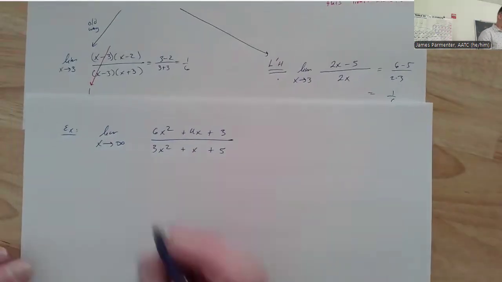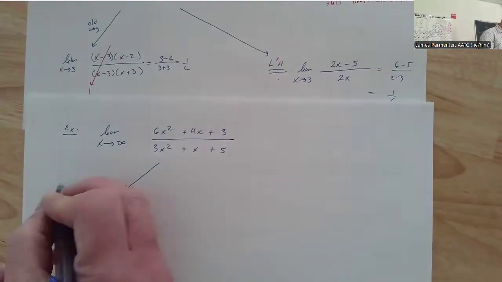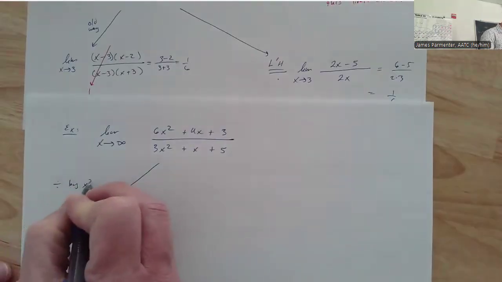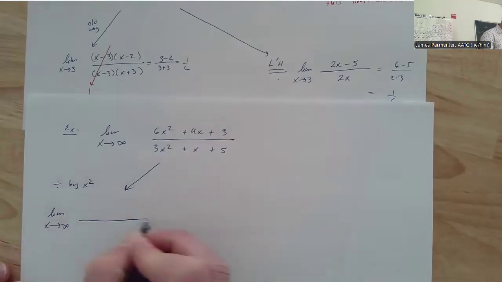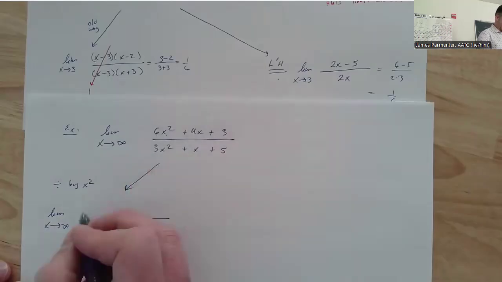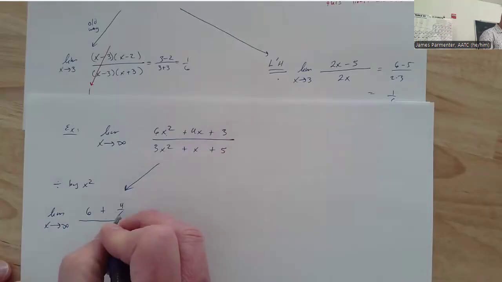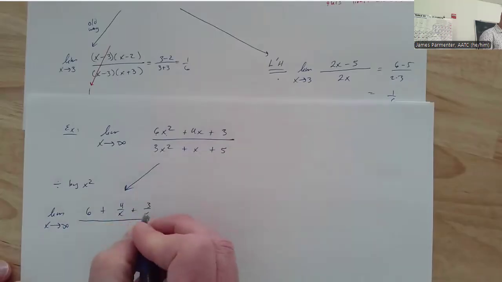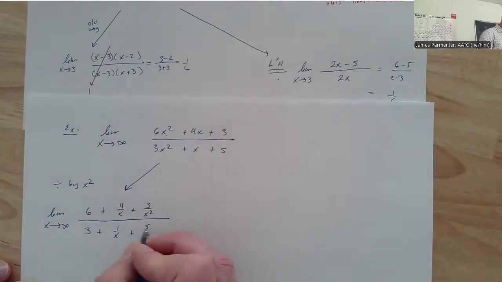And back in the beginning of the quarter, we would have dealt with a limit like this by dividing everything by the highest power of x in the denominator. So we divide everything by x squared. We're going to get the limit as x goes to infinity of, let's see, 6x squared over x squared is 6. 4x over x squared is 4 over x. 3 over x squared is 3 over x squared. 3x squared over x squared is 3. X over x squared is 1 over x. And 5 over x squared is 5 over x squared.